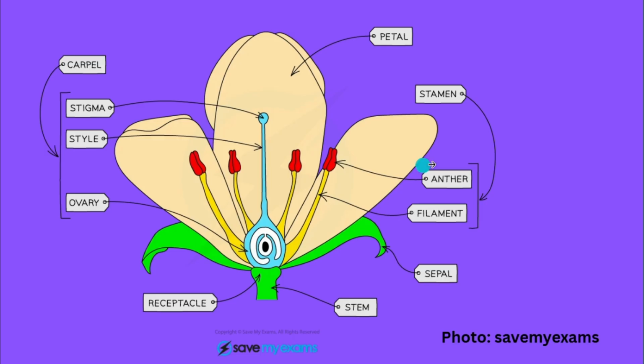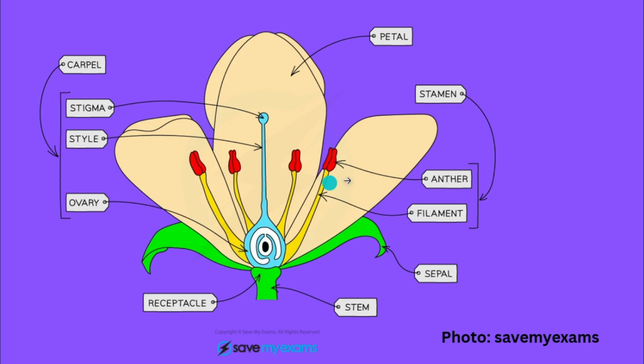And so the filament is holding up the anther, and the anther is going to release the pollen grain. This is where wind pollination would come into play, because in order to get the pollen grain from the male to the female, or to another flower's female structure if we're talking cross pollination, we need insect pollination and also wind pollination to take place. So basically, it's all supporting.